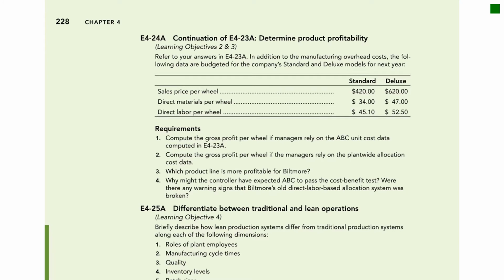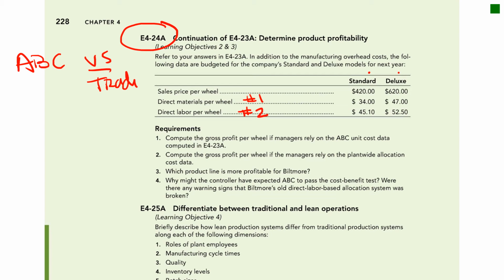Okay, so 4-24A, that's a continuation of 4-23A. And again, what they're going to have you do is compare ABC versus the traditional costing. And notice for standard and deluxe, they got the sales price, we have direct material cost and direct labor cost per unit. So if you read between the lines, this is basically product cost number 1, that's product cost number 2. You already calculated product cost number 3, at least most of it, back in 4-23.